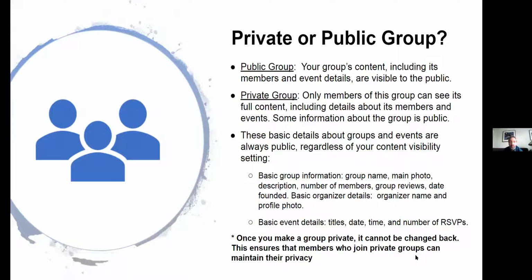Should you make your group private or public? This is an option when you set up your group, and it's very, very important, because if you decide to make your group private, you cannot revert back to making it public. This ensures that members who have already joined your group, thinking that it's private, can maintain their privacy.